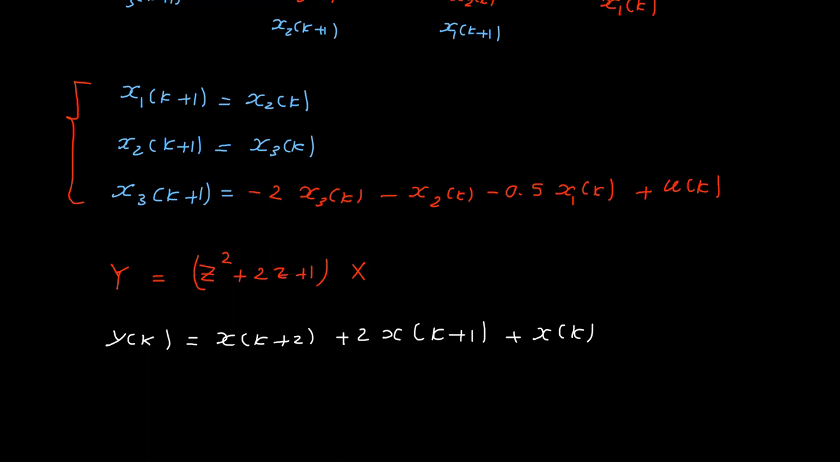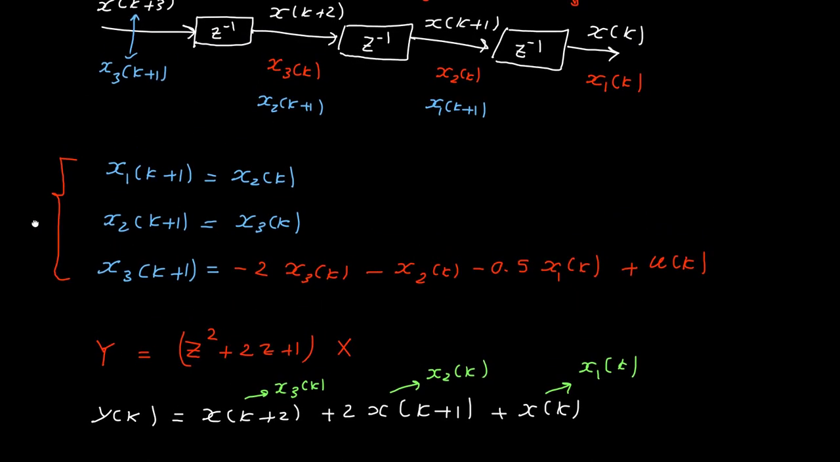Now remember, this actually is the x1 of k, this will be the x2 of k, and this will be the x3 of k. Let's put it here, see it? The x of k is the x1, x of k plus 1 is the x2, and x of k plus 2 is the x3.